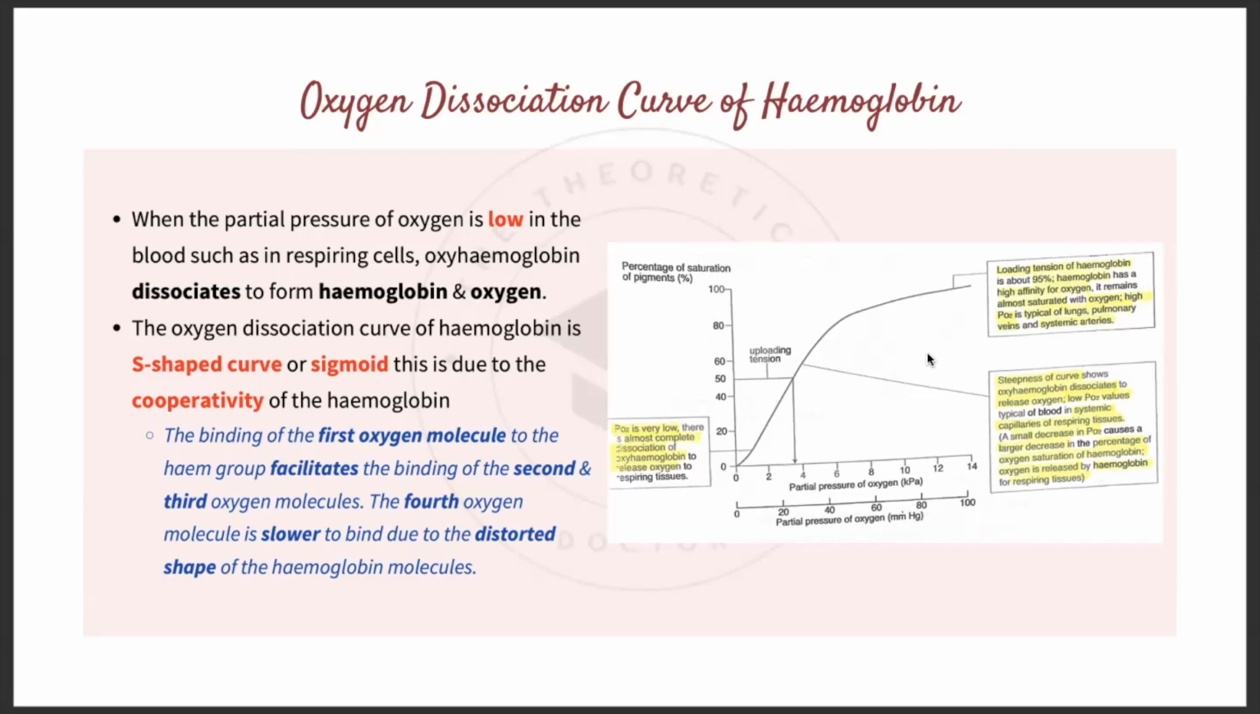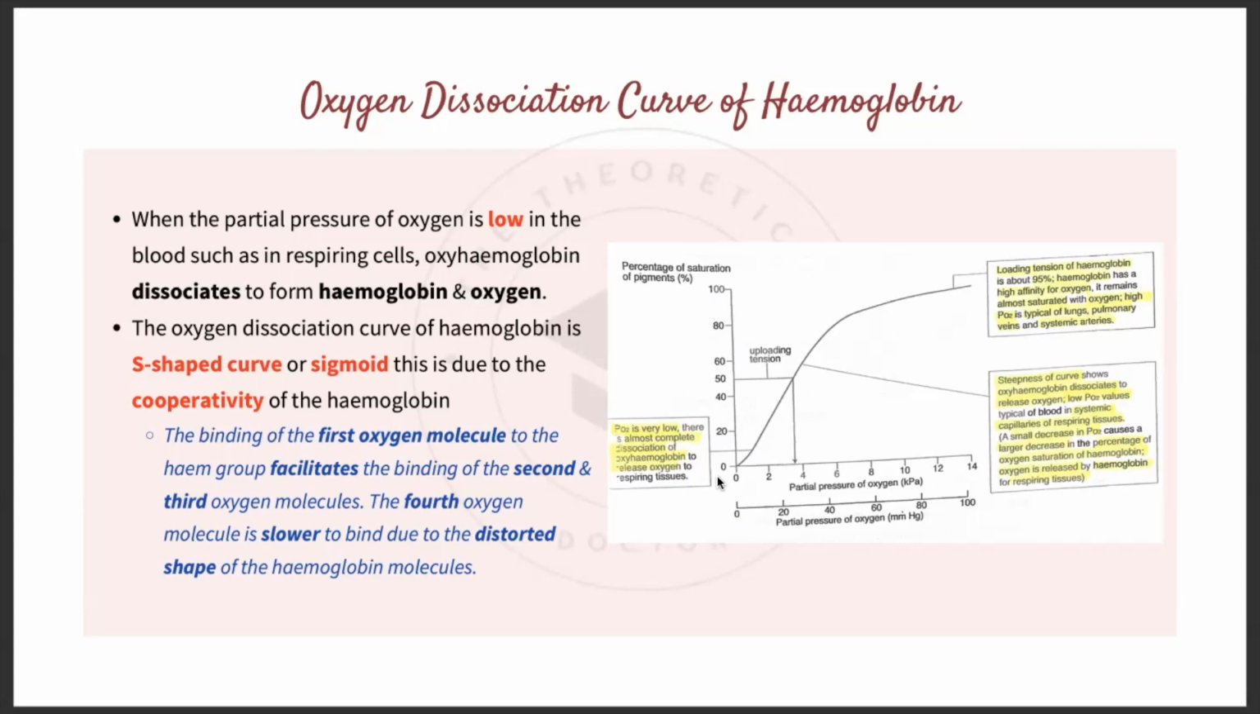This is the dissociation curve of the hemoglobin. Alright, so the oxygen dissociation curve of hemoglobin is S-shaped or sigmoid. And why is it so? It is due to the cooperativity of the hemoglobin. What is the cooperativity of the hemoglobin? Basically, it talks about the binding of the 4 molecules of oxygen to one hemoglobin.